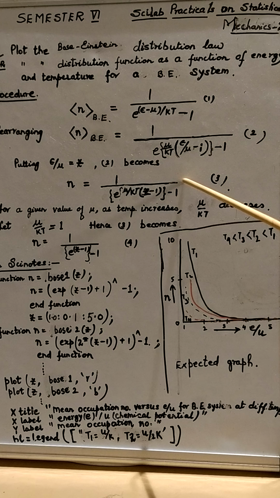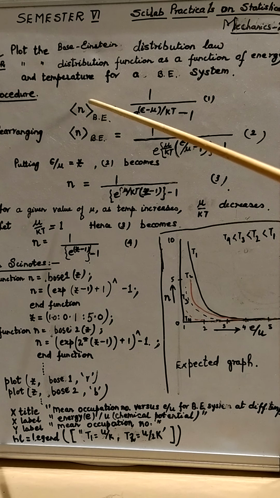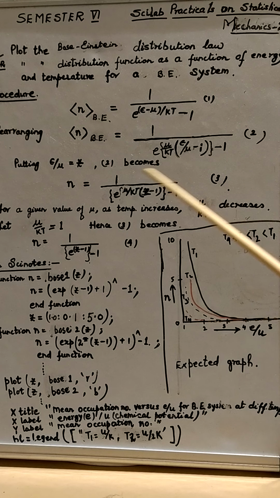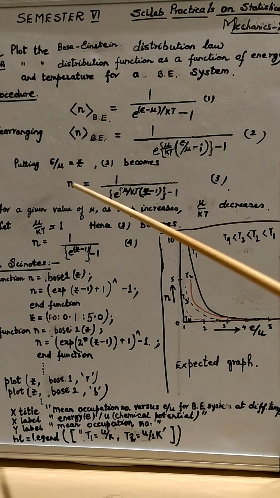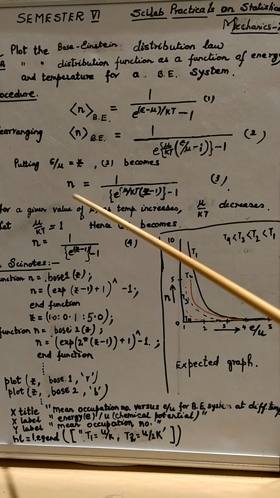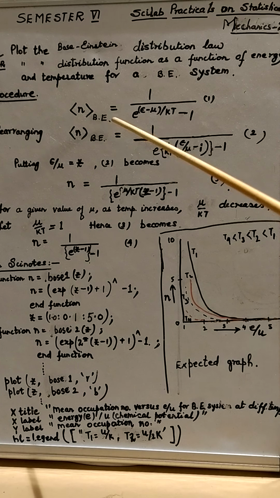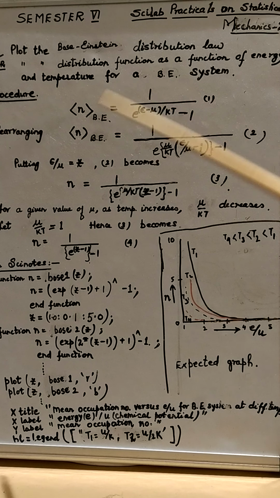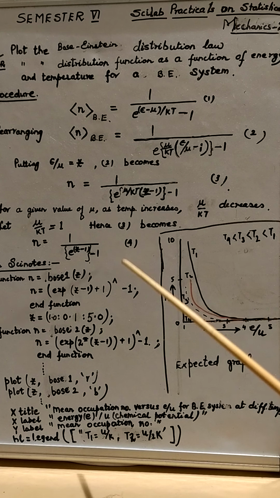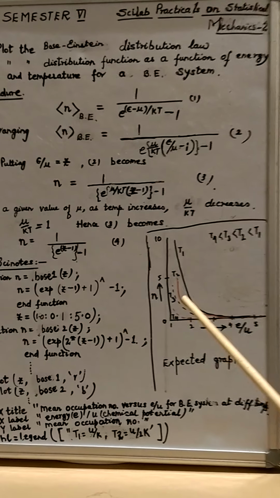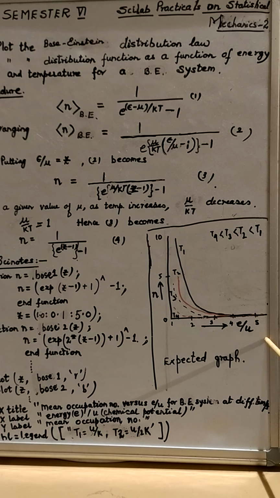Now in equations 3 and 4, I have removed the average mean sign, and I have also removed the suffix B, because from now onwards we know that this stands for the mean occupation number, and the system that we are dealing with is a BE system, a Bose-Einstein system. So I have removed whatever is not really necessary at this point to make things simple. Now before I go over to Scilab or the computer programming, like last time, I would like you all to have a look at the expected graph.